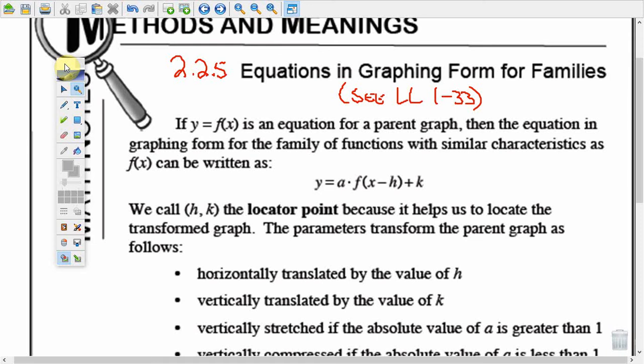We're going to call h and k locator points. So that could be the vertex of a parabola, or it could be a point on a line in point slope form, or one of the other locator points for the other families of functions, because it helps us to locate the transformed graph. These parameters transform the parent graphs as follows.